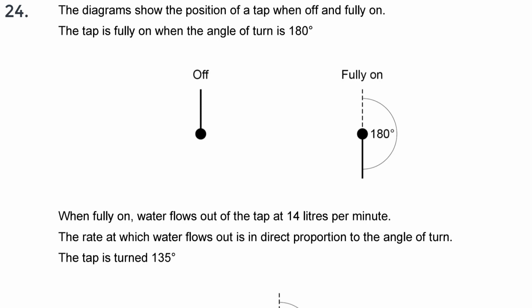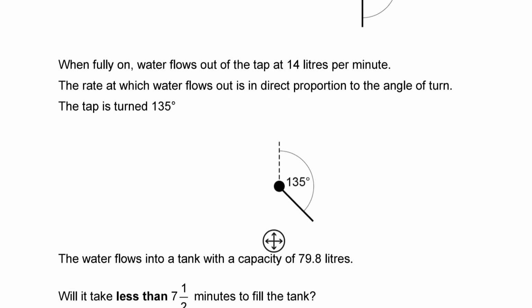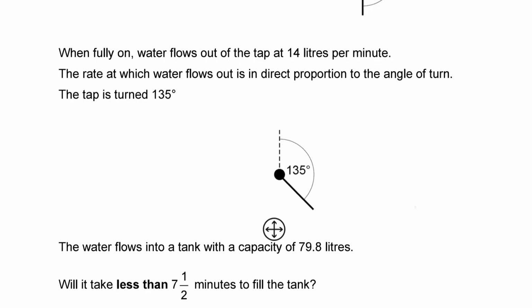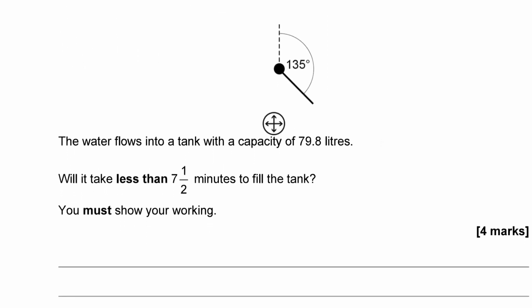The diagram shows the position of a tap when off and fully on. The tap is fully on when the angle of turn is 180 degrees. So when it's pointing up, it's off, and when you turn it around to face downwards, it is fully on. So when fully on, water flows out of the tap at 14 litres per minute. The rate at which water flows out is in direct proportion to the angle of turn. So the tap is turned to 135 degrees and water flows into a tank with a capacity of 79.8 litres. Will it take less than 7.5 minutes to fill the tank? You must show your working.